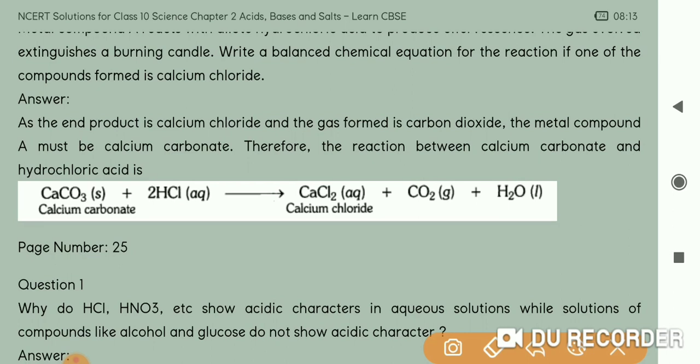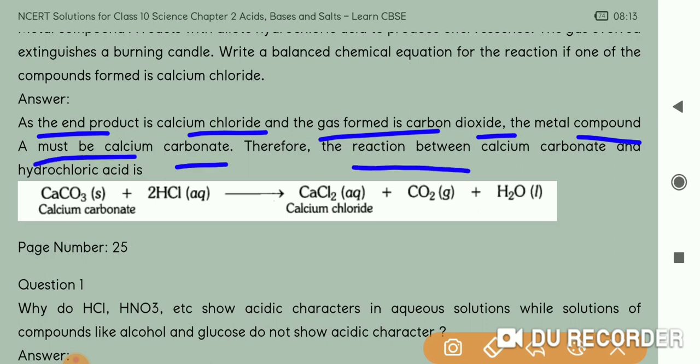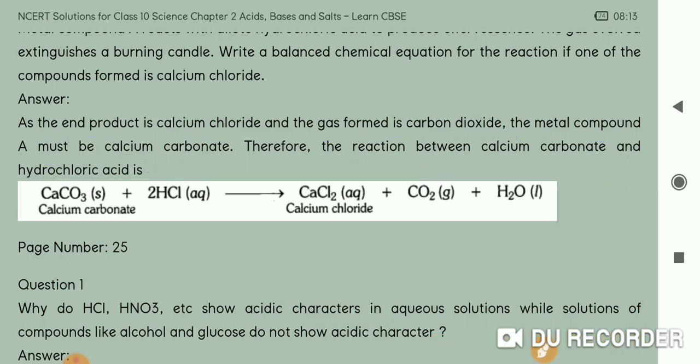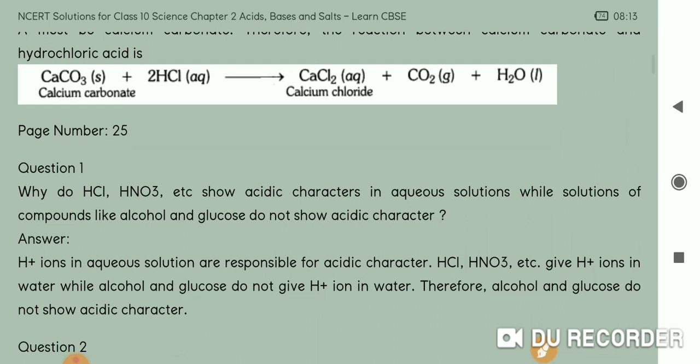You can see the answer: as the end product is calcium chloride, the gas formed is carbon dioxide. The metal compound must be calcium carbonate. Okay, therefore the reaction between the calcium carbonate and the hydrochloric acid is CaCO3 plus 2HCl gives CaCl2 plus CO2 plus H2O. So this is the reaction which is asked to balance also.